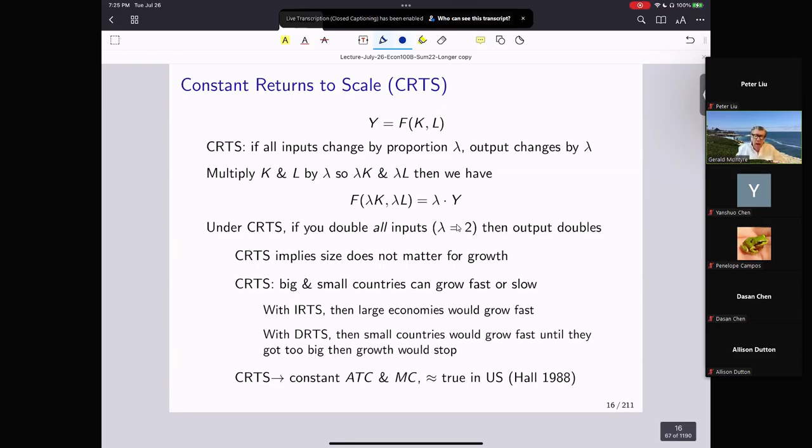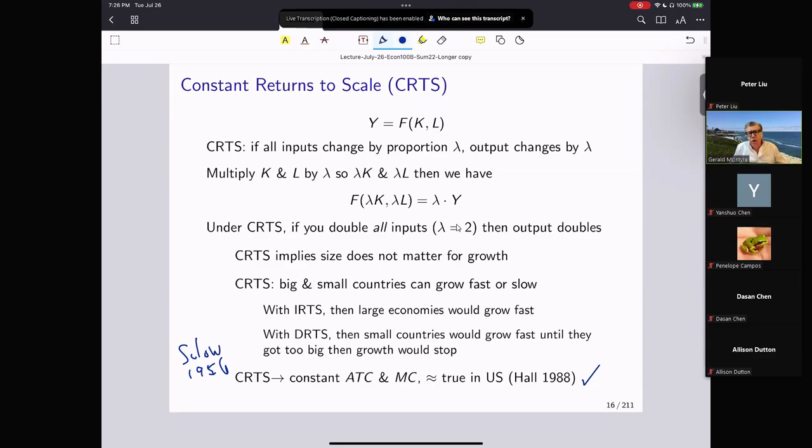It turns out, if you recall your microeconomics from 100A, or even Econ 1, constant returns to scale implies that there's constant average total cost and constant marginal cost. And though Solow wrote his famous growth model in 1956, more than 30 years later, a well-known macroeconomist at Stanford, Robert Hall, analyzed most industries in the United States and found that most industries in the US produce in a range of output that exhibits constant returns to scale because they have constant average costs and constant marginal costs.